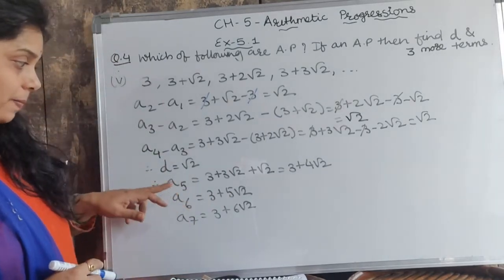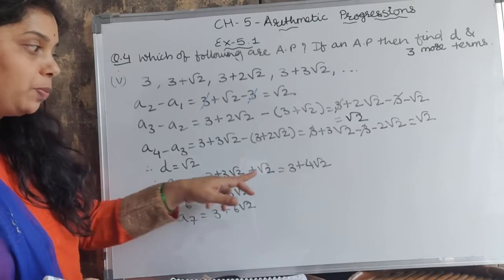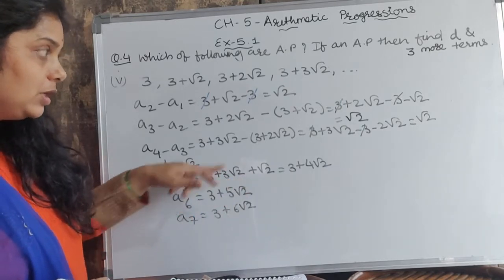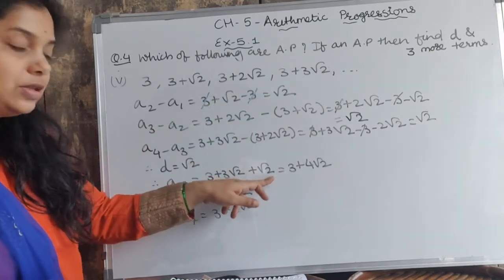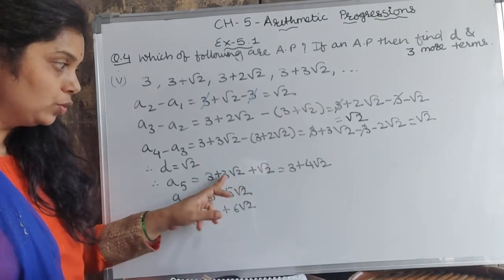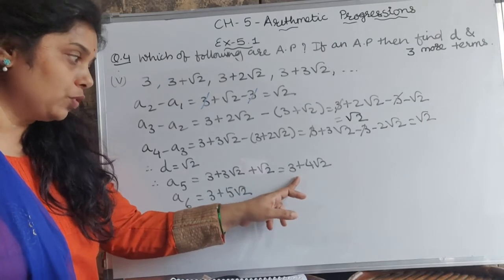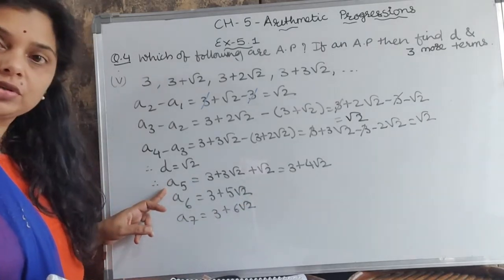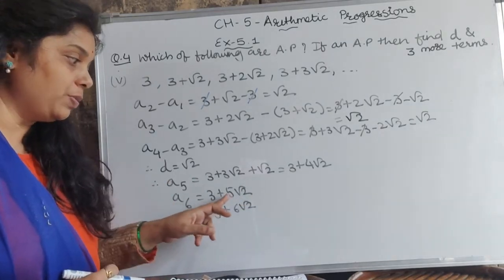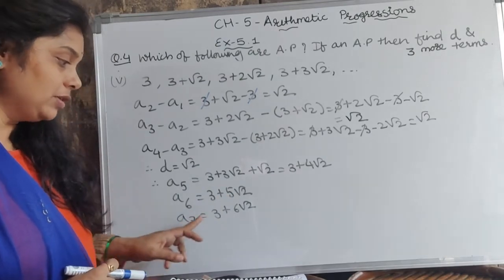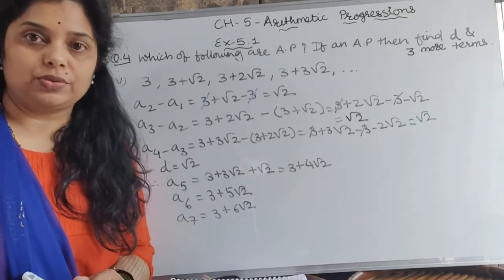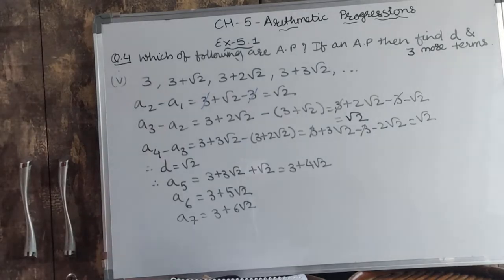Like this. Okay. A5 is equal to A4 plus D. A4 is 3 plus 3 root 2 and D is root 2. 3 root 2 plus root 2, so 3 plus 1, 4. So 3 plus 4 root 2 is the fifth term. Sixth term is again 3 plus 5 root 2. And seventh term is 3 plus 6 root 2.